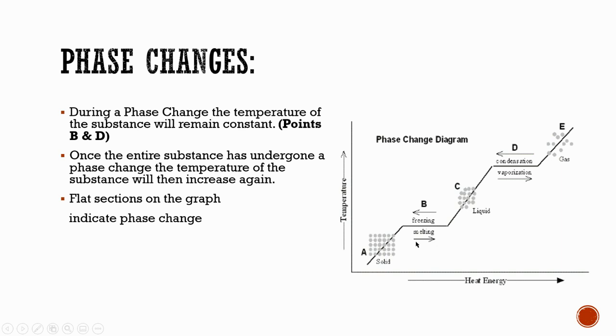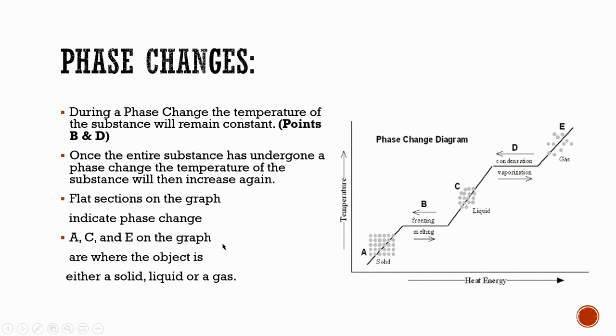Flat sections of the graph indicate phase changes. So at point B and point D, we have phase changes occurring. A, C, and E on the graph are where we're in a solid, liquid, or gas state.